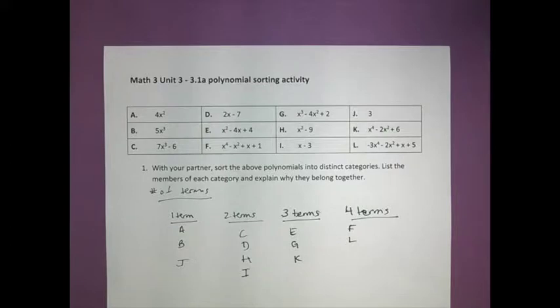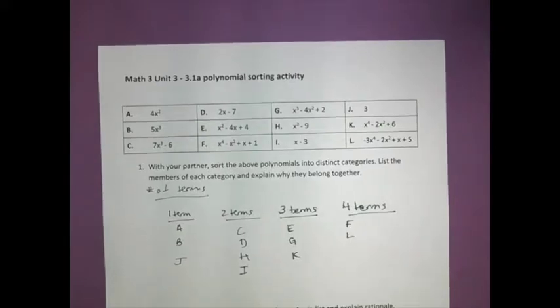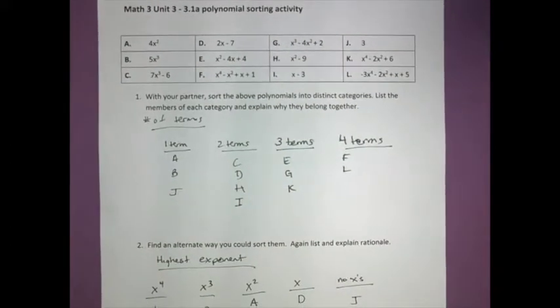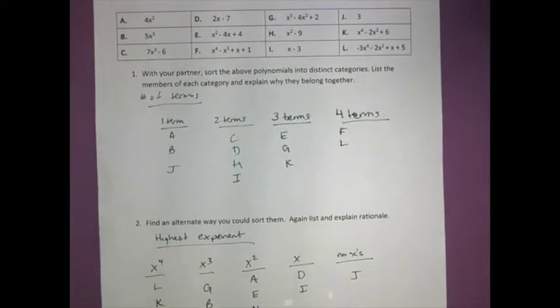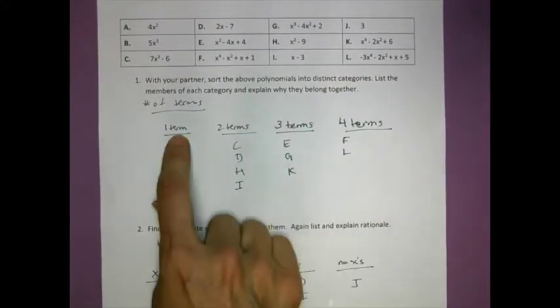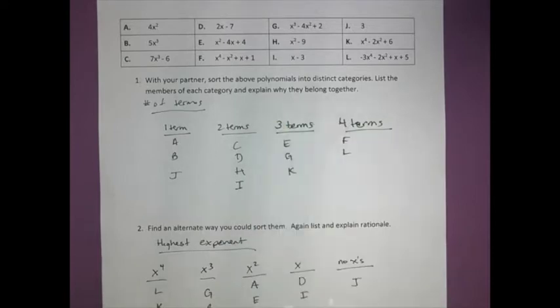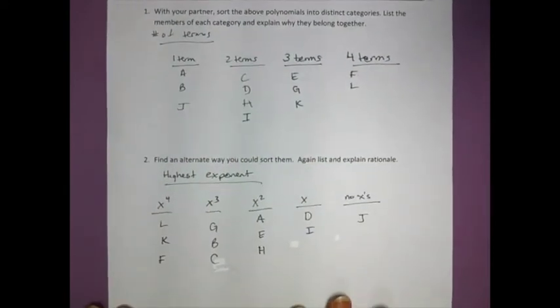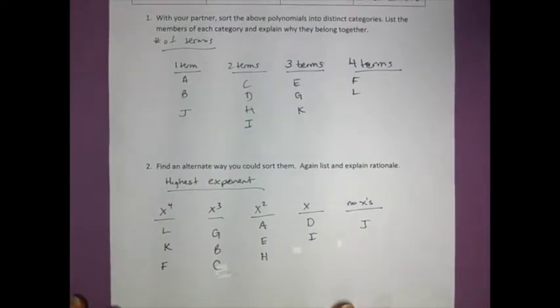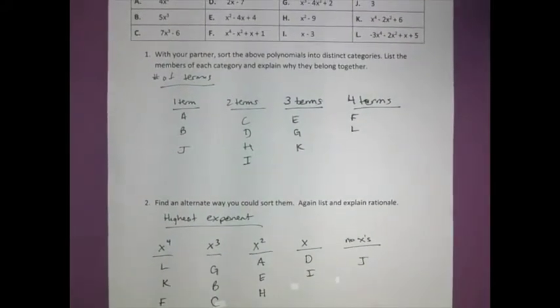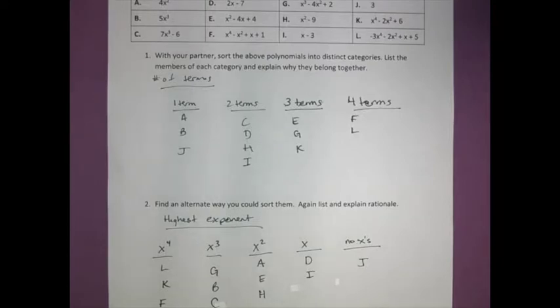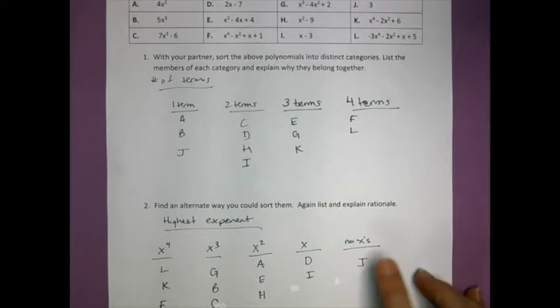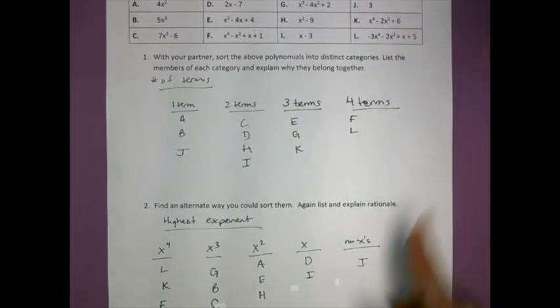If you're not going to sort by terms, another way you might sort them is to find an alternate way and explain your rationale. I didn't write down the rationale, but I titled them. The rationale for this one was the highest exponent, which we would call the degree. Here you can see an x to the 4th being the highest exponent gave me L, K, and F, and so on. And there was one with no x's at all. J only had a 3. So that's the two most common ways to sort.